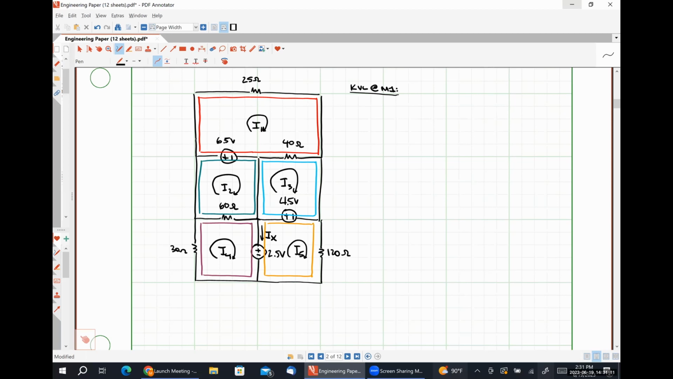$25 times I1, plus 40 times I1 minus I3, absolutely correct, minus 6.5 volts. Set that equal to 0, and we're done. Wonderful job.